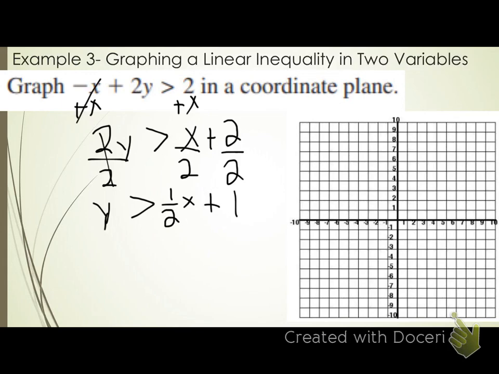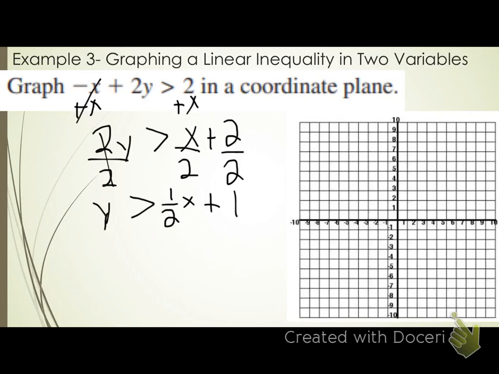When you're solving for y, does anyone remember what happens when you multiply or divide both sides of an inequality by a negative number? Very good. My inequality symbol flips. So if this was a negative 2 in front of my y value, and I divided by negative 2 on both sides, this inequality symbol would have to flip. Do not forget about that concept. That still is in play.